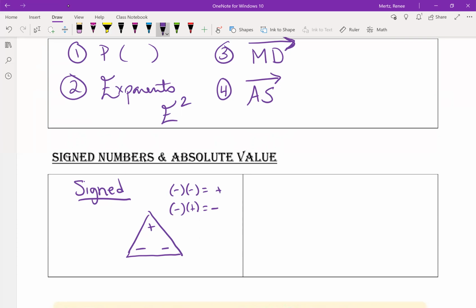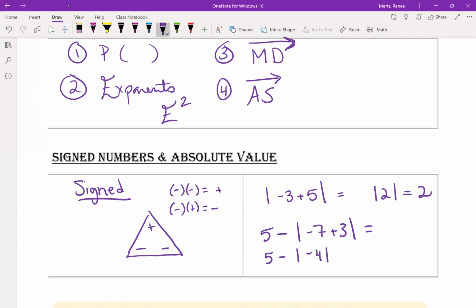And then when you're working with absolute value, we treat it like parentheses. So if we have the absolute value of negative 3 plus 5, we just do the operations inside there first. So we get the absolute value of 2, which is 2. If we have 5 minus the absolute value of negative 7 plus 3, we would have 5 minus the absolute value of negative 4. Take the absolute value next. So 5 minus 4 to get 1. So that's just a little refresher on some absolute value.